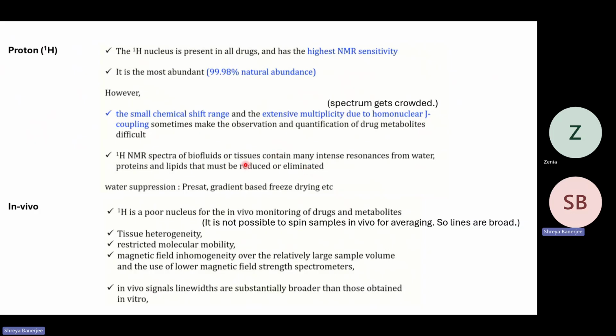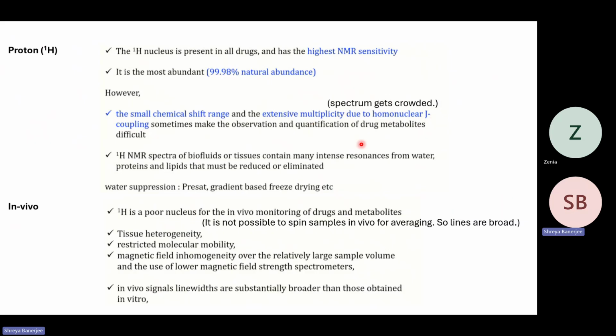So that is a disadvantage of 1H NMR. And what about in vivo? 1H is a poor nucleus for the in vivo monitoring of drugs and metabolites. The first thing is that in vitro, you can spin the sample to get sharp peaks. But in vivo, it is not possible to spin the sample. So the lines are broad.